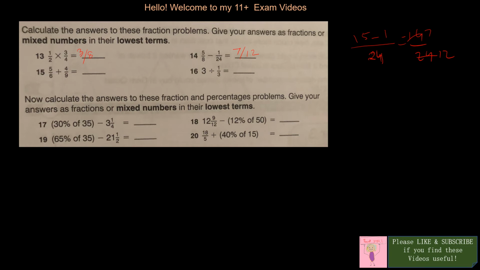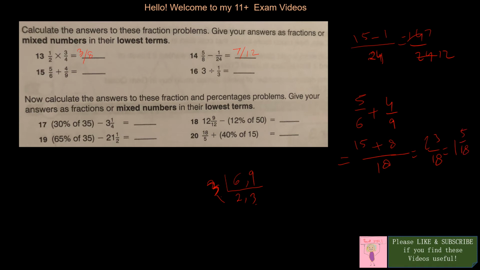Number 15 is 5, 4 out of 9, so my lowest common multiple will be, if I do it, 2 is a common multiple, no, 3, sorry, beg your pardon, 3 is a common multiple, 3 times 2 is 6, 3 times 3 is 9, 3 times 2 is 6, times 3 is 18, 5 times 3 is 15, plus 2 is 17, 8, 23 out of 18, that is 1, 5 out of 18. So that's my answer.